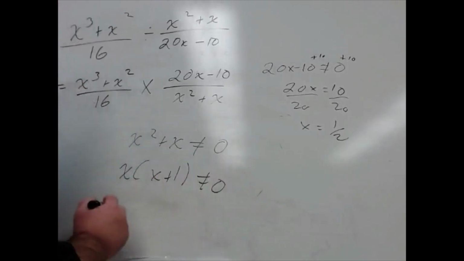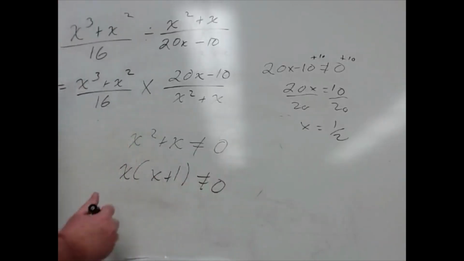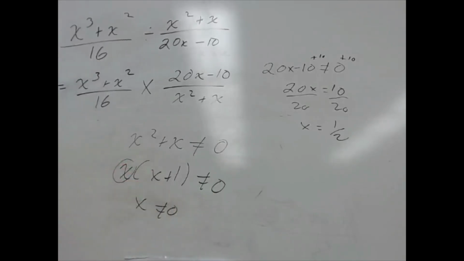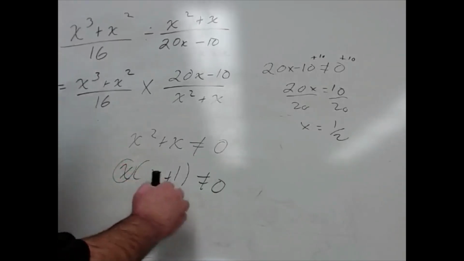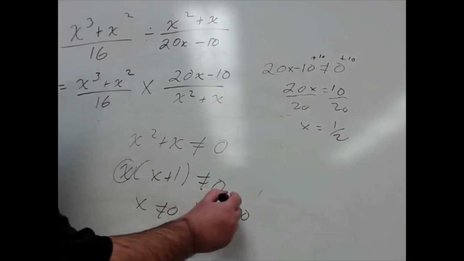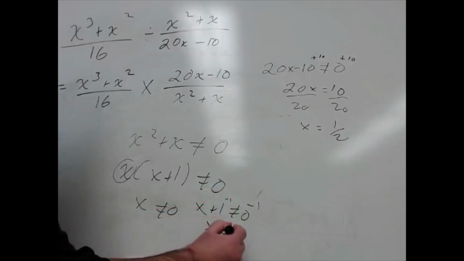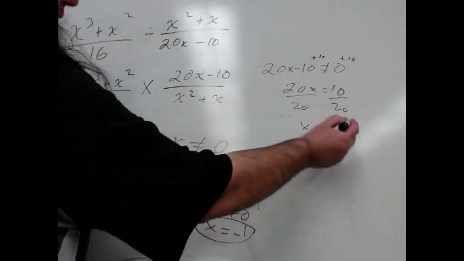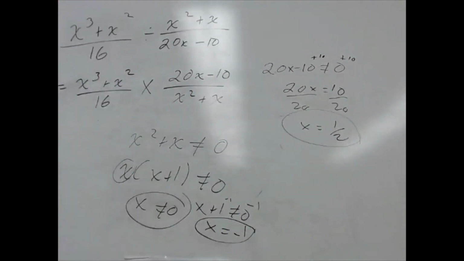So my first non-permissible value comes here when x cannot equal 0. And the other one comes from when x plus 1 cannot equal 0. So subtract 1 from both sides, so x cannot equal negative 1, x cannot equal 0, and x cannot equal 1/2. So 3 non-permissible values for that one right there.